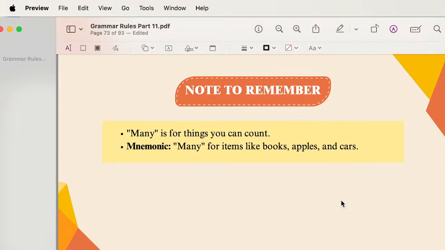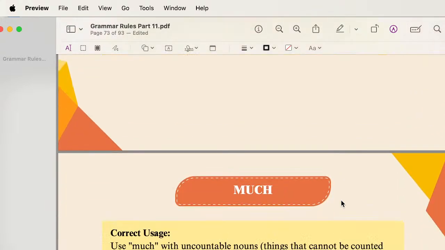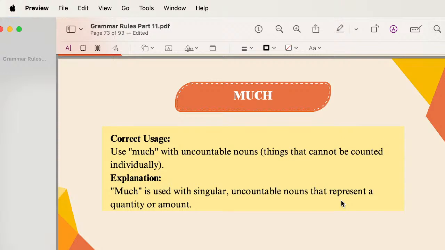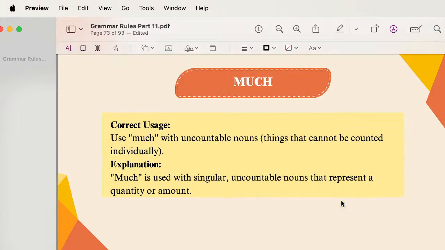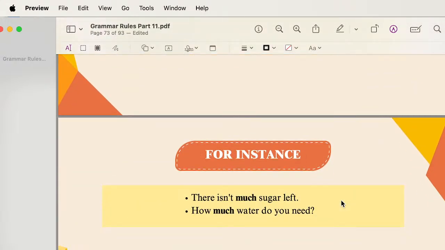So that brings us to the definition of much. Much is used for uncountable nouns, things that cannot be counted individually. It can be used with singular, uncountable nouns that represent a quantity or amount. For instance, there isn't much sugar left. Can you count sugar? I don't think so. I cannot count sugar.